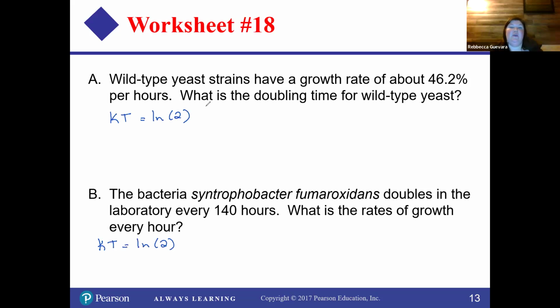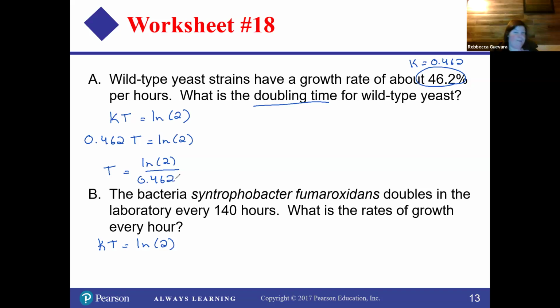Okay, so for A, we are told the growth rate. So right here, we're essentially told what K is. K as a decimal would be 0.462. So we have 0.462 times T equals natural log of 2. And what we're looking for is a doubling time, so we are solving for T. So T is just natural log of 2 divided by 0.462.